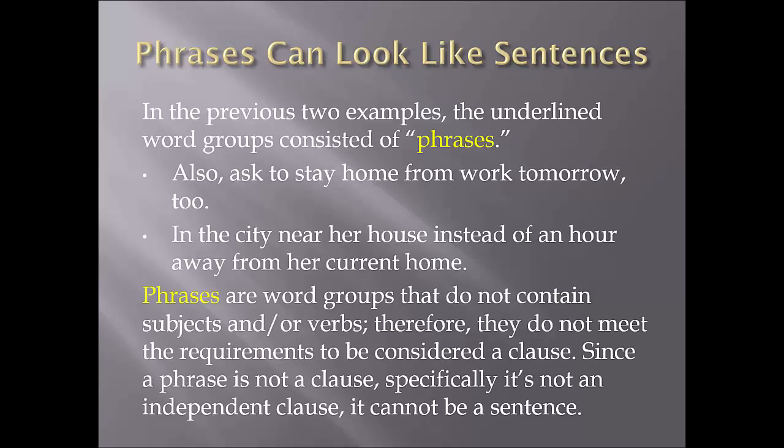Phrases can look like sentences. In the previous two examples, the underlined word groups consisted of phrases. Phrases are word groups that do not contain subjects and/or verbs. Therefore, they do not meet the requirements to be considered a clause. Since a phrase is not a clause, specifically it's not an independent clause, it cannot be a sentence.